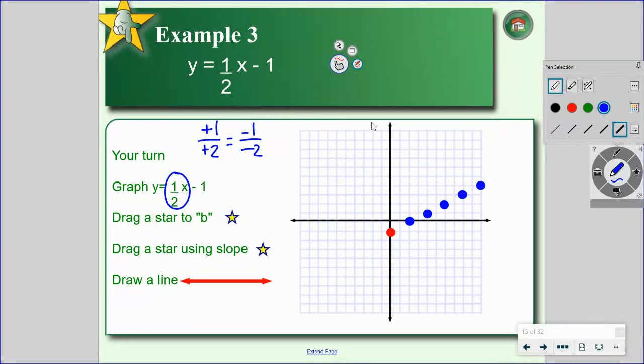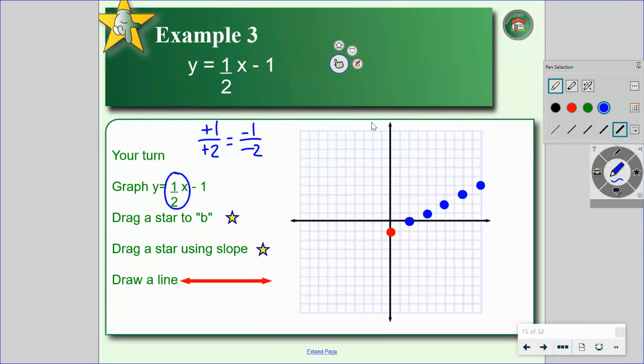Notice that I choose to go as far through the graph as I can to make sure my line is good and straight. That being said, we can also go the opposite way, because the opposite of a negative is still a positive slope. So we can go down 1 and to the left 2 and find more points. Down 1 and left 2, and so on and so on.